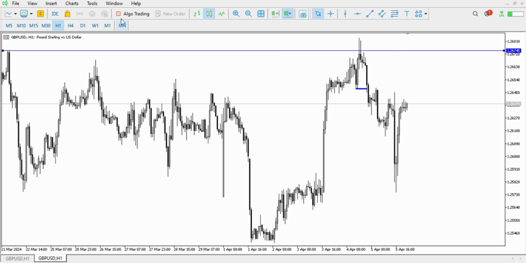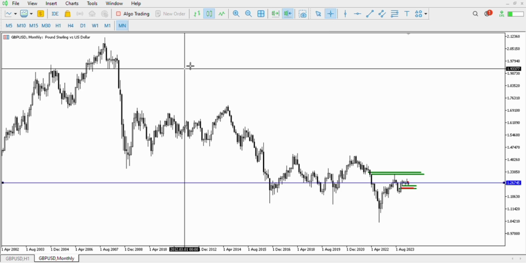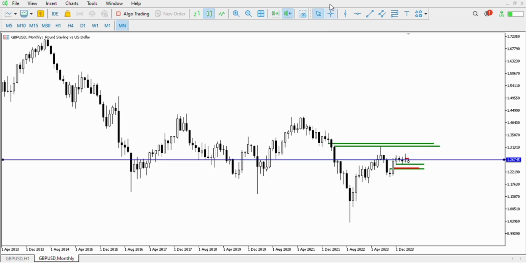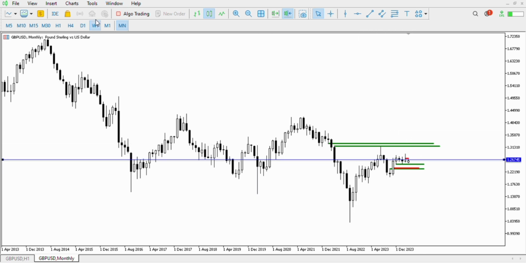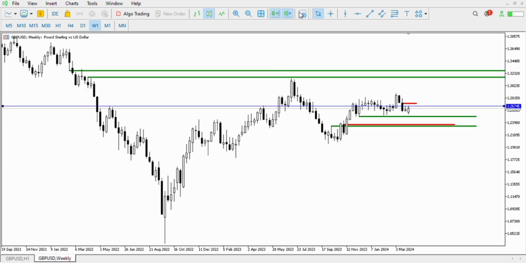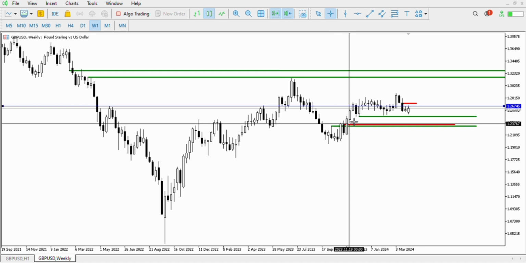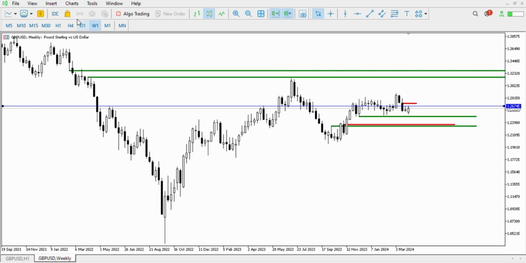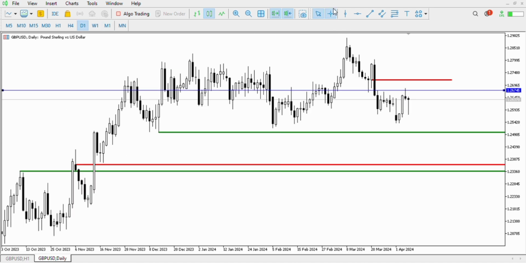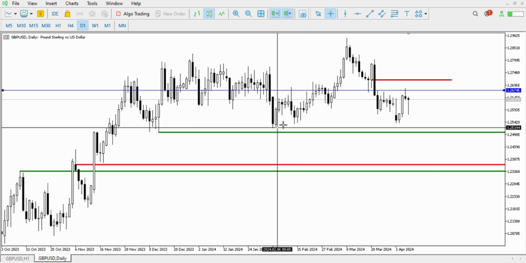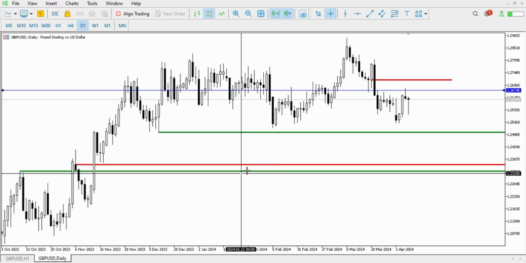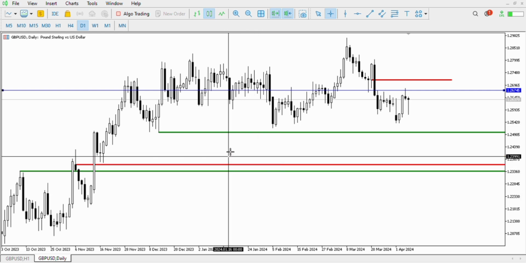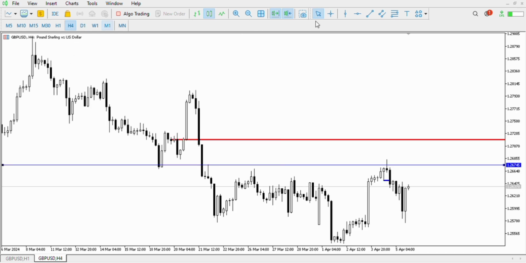From the monthly time frame, I pointed out two areas, which is this high and this low. Then for the weekly area, we are able to find a weekly order block right here. Then for the daily area, we are able to point out this low. I want to see price value this low. If price can value this low, then we are convinced that price is heading for this fair value gap and order block.